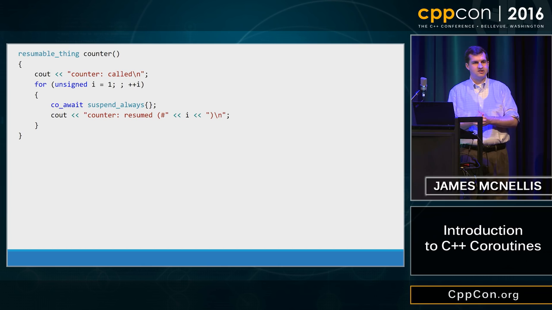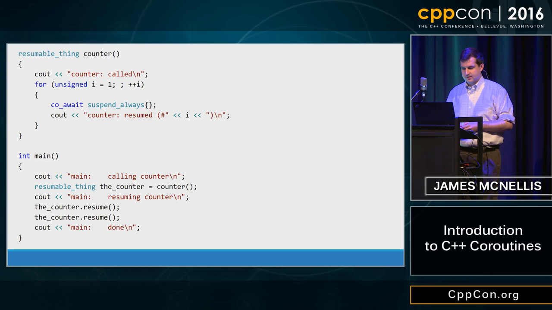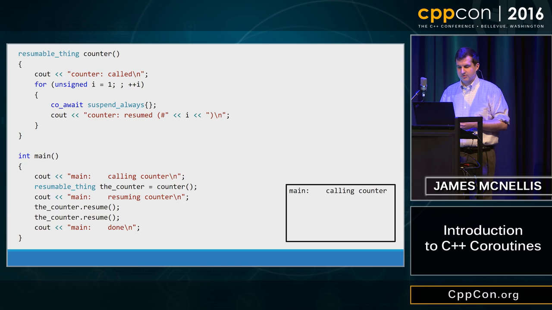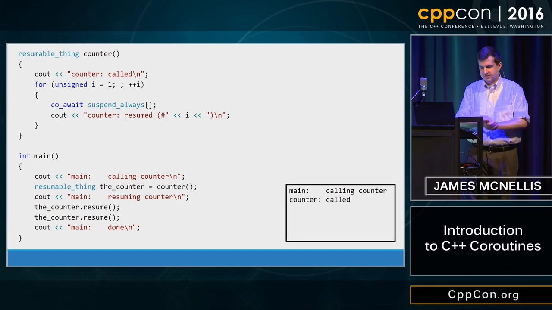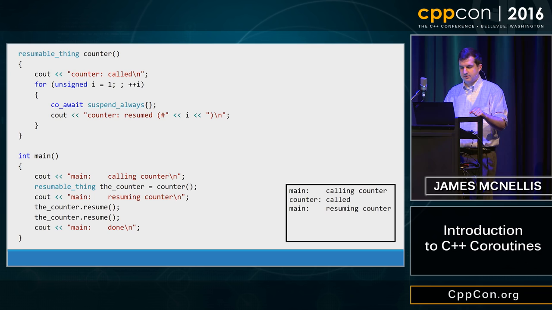And here's a main function that uses it. And so we can see here, if we run this program, first the main function will print, well, I'm going to call this counter function. And then we call it, and the counter will let you know, OK, I was called. And the main will let you know, OK, I'm about to resume the coroutine. It resumes it once, and then twice. And then the main function will print out and just let you know, OK, I've reached the end, I'm done.